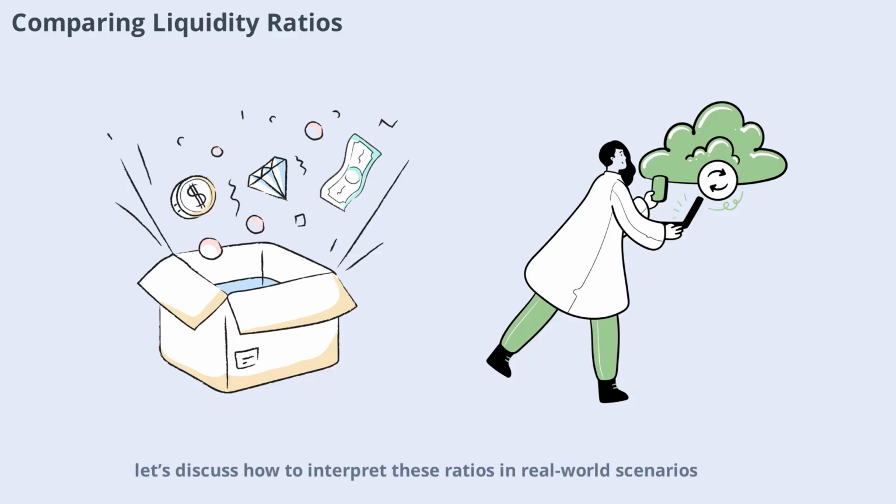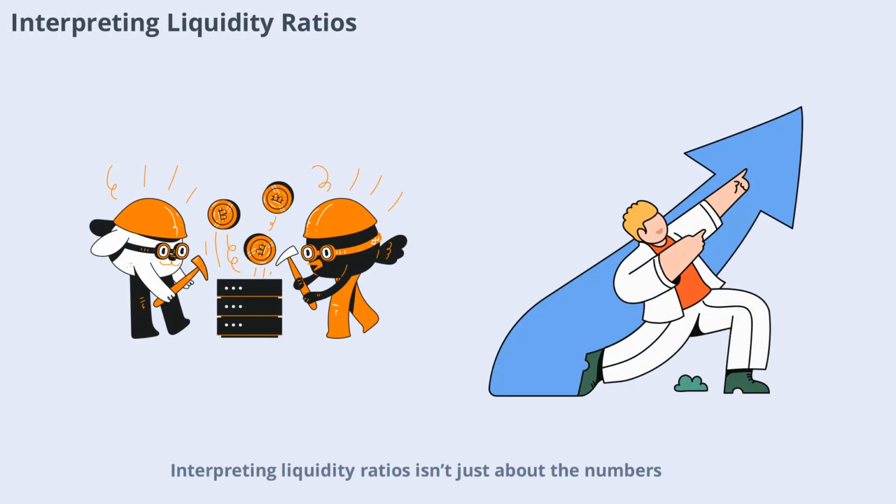Next, let's discuss how to interpret these ratios in real-world scenarios. Interpreting liquidity ratios isn't just about the numbers. You need to consider the industry, the company's business model, and economic conditions. For example, a retailer might have a lower quick ratio due to high inventory, but that's normal for the sector. Meanwhile, a tech company might have a higher ratio because it holds more cash. Always compare ratios to industry benchmarks and look for trends over time.